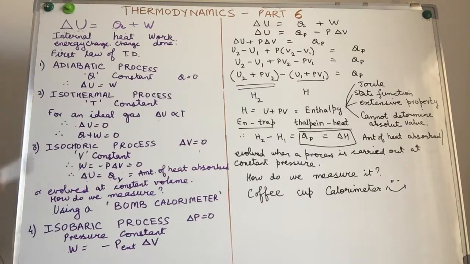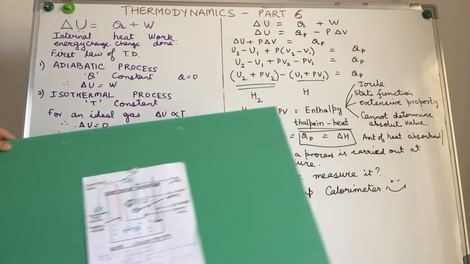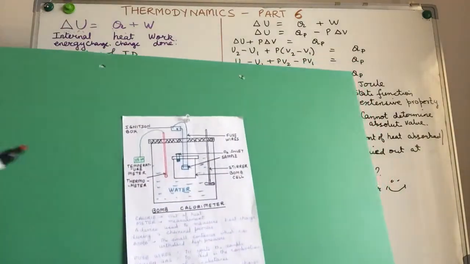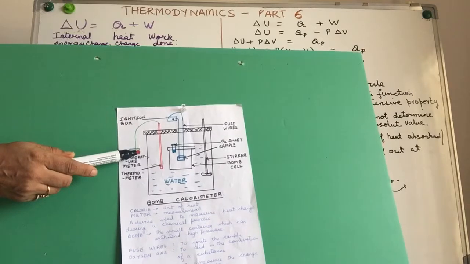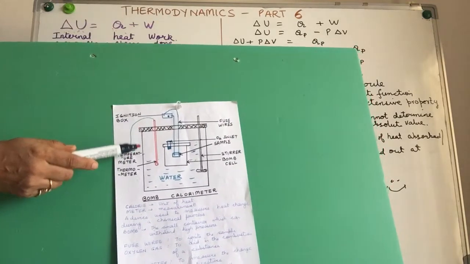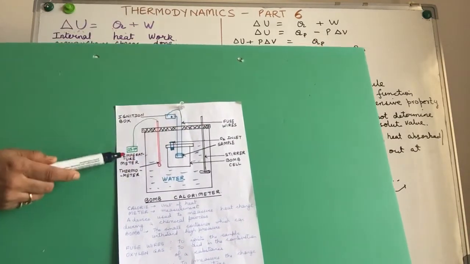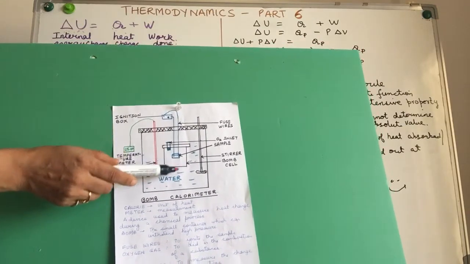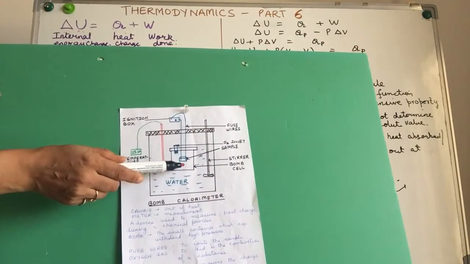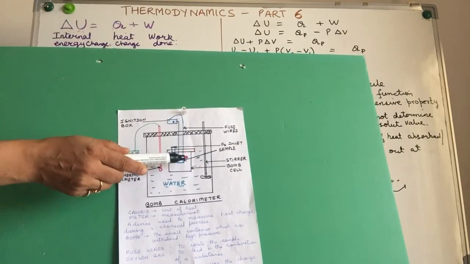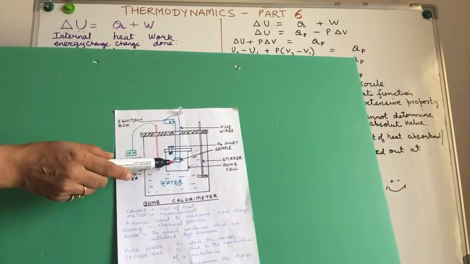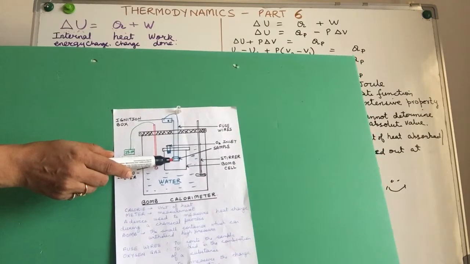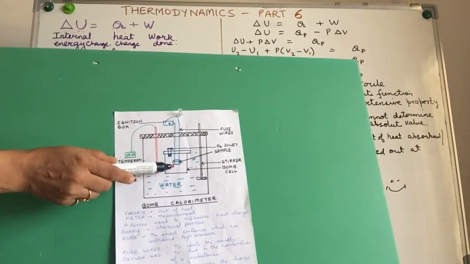Coming back to the isochoric process, we talked about the measurement of the heat evolved or absorbed at constant volume. To determine this, we have a setup which we call a bomb calorimeter. A bomb calorimeter simply consists of an insulated container inside which there is another small container, and this is called the bomb. Why a bomb? Because it can withstand high pressure. In this we have the reaction mixture.